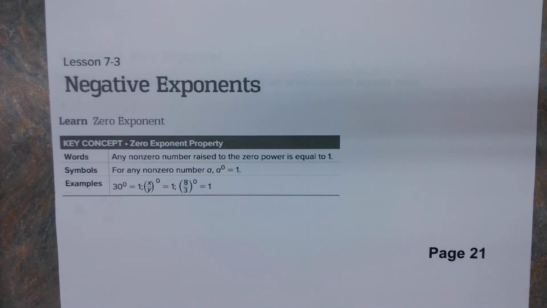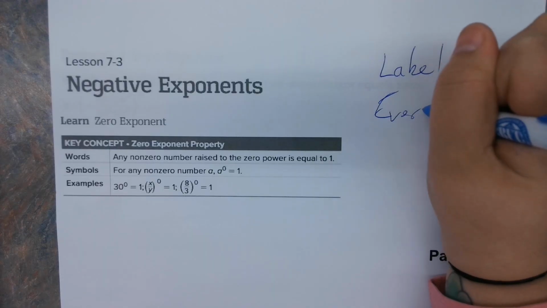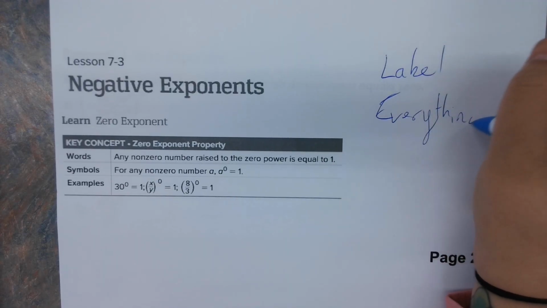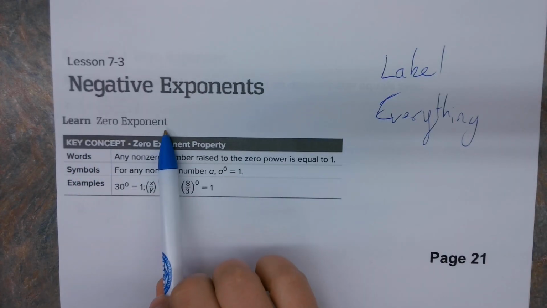I'm on page 21. Make sure you're taking notes and label everything. Please, your examples, your checks, label it all. Okay? So the first thing we're going to look at is zero exponents.